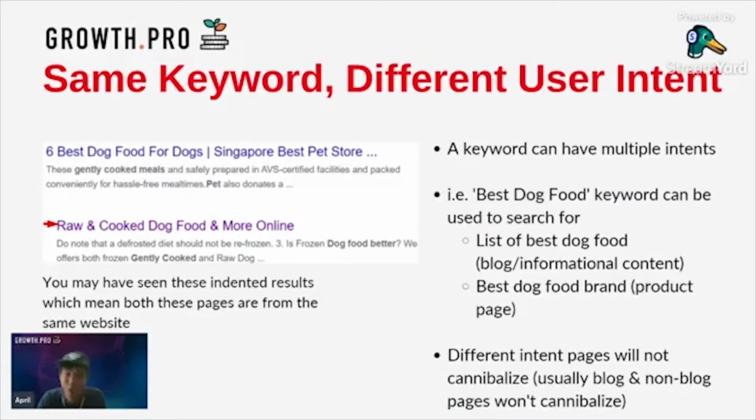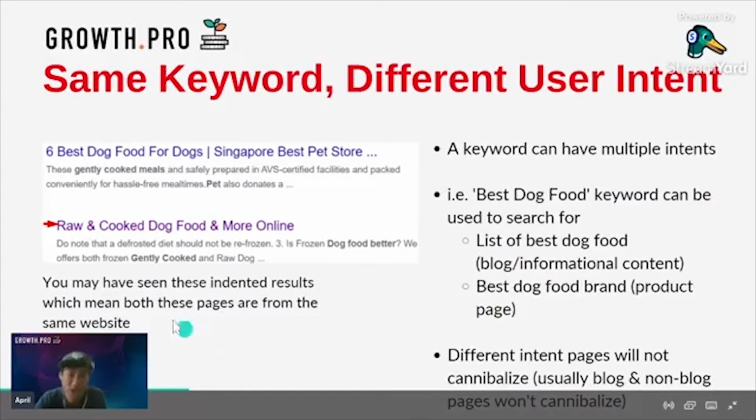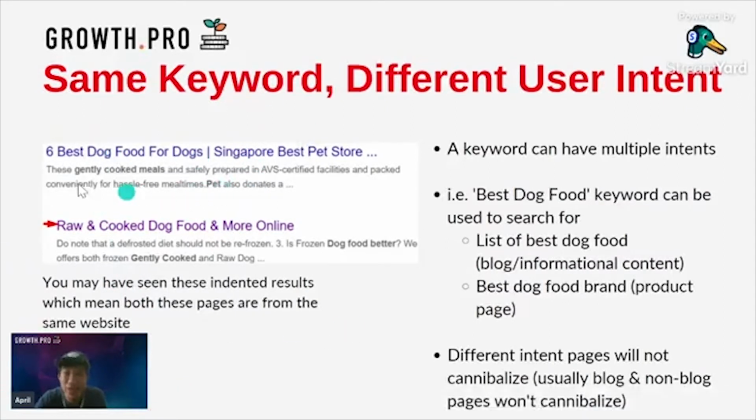Or if you are targeting two different blog content on the same keyword, then yes, this is potentially a keyword cannibalization. However, if they are not targeting the same kind of content, then usually if one is a blog and one is a product page, this is not a case of keyword cannibalization. Okay, so sometimes when you're doing a Google search, you may realize this kind of result. You may notice that this result and this result are actually from the same website, but one is a little bit indented to the right.